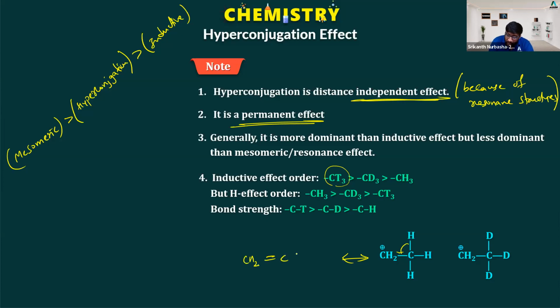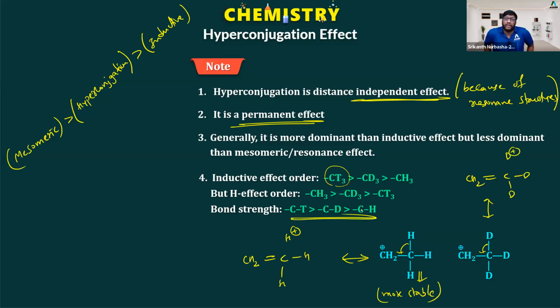That bond can be broken easily, giving CH2 double bond C with two C-H bonds and H plus. But for the C-D bond, if you try to write it, the C-D bond electron density comes into CH2 double bond C with two C-D bonds and D plus. So the C-D bond is a stronger bond, which means it cannot be broken easily. Based on bond strength, because the C-H bond is weaker, it can be broken easily such that you can generate the hyperconjugated structure easily. Whenever you have a C-D bond that cannot be broken easily, hyperconjugation in CH2 plus CD3 is poor.